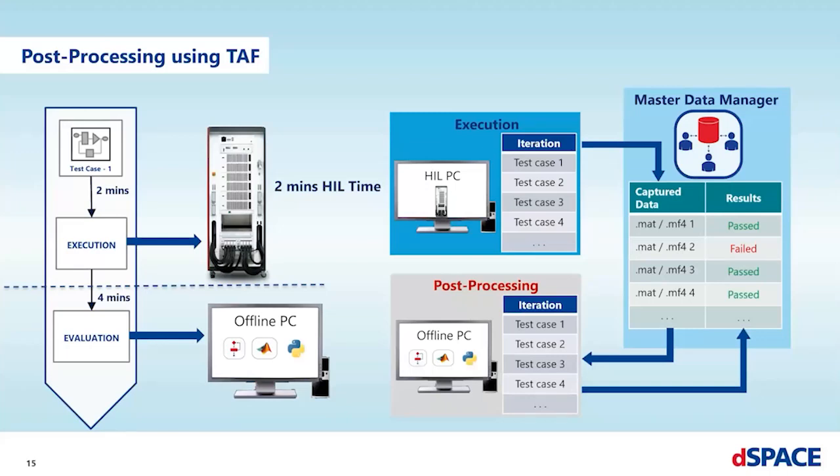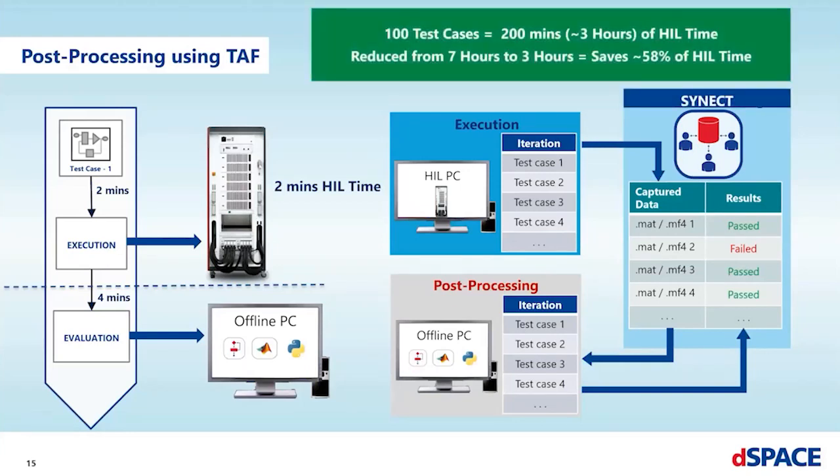As each of these test cases are executed and completed, our post-processing is constantly being updated, and the results are consistently being fed back into our master data manager, which in this case is SYNECT. Ultimately, we are saving time here. In the first example, we're taking about 7 hours of our time to execute just as many test cases as we are on the right, where we would spend about 3 hours comparatively to 7 hours to run 100 test cases. Ultimately, here we can save about 58% of our hill time and usage.